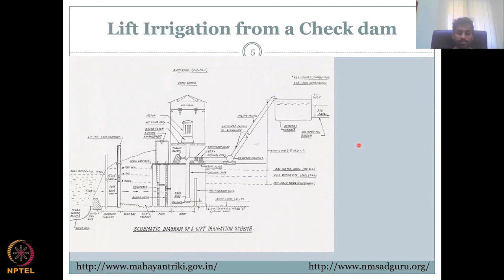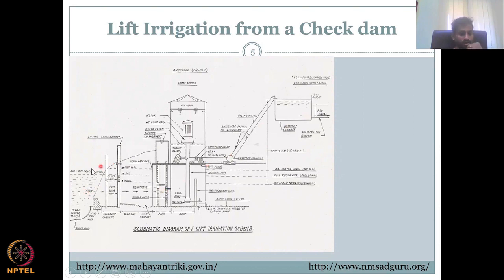This is from the Maharashtra government. What you could see is the water is being kept in the reservoir. You first dam the water and you keep the water in the reservoir. You build a water level. Once you build the water level, there is a pump house, a big pump house, which can pump water up to higher elevations and put it into a storage tank. Okay, so all the schematics are given. I won't get into the individual schematics.